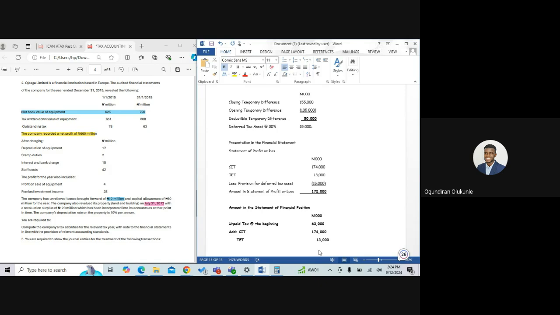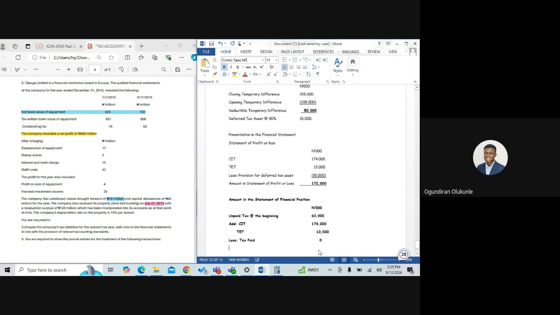Then the next thing you are checking is, was there any tax paid during the year? No, we have 0. And there's no withholding tax credit utilized during the year. So it means the closing balance is how much?